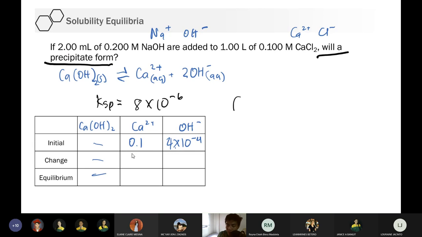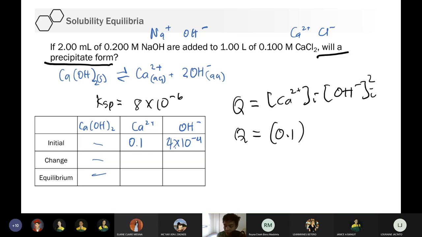Paano natin kukunin yung Q? Again, Q is just the reaction quotient. That is the initial amounts of your ions, no? So, saan mo makukuha yung info na yan? Dito sa ice table natin. Okay, so Q, we have 0.1 for calcium. Then for hydroxide, initial amount is 4 times 10 raised to negative 4. Square mo yan. So solving for the reaction quotient, that is 1.6 times 10 raised to negative 8. No?